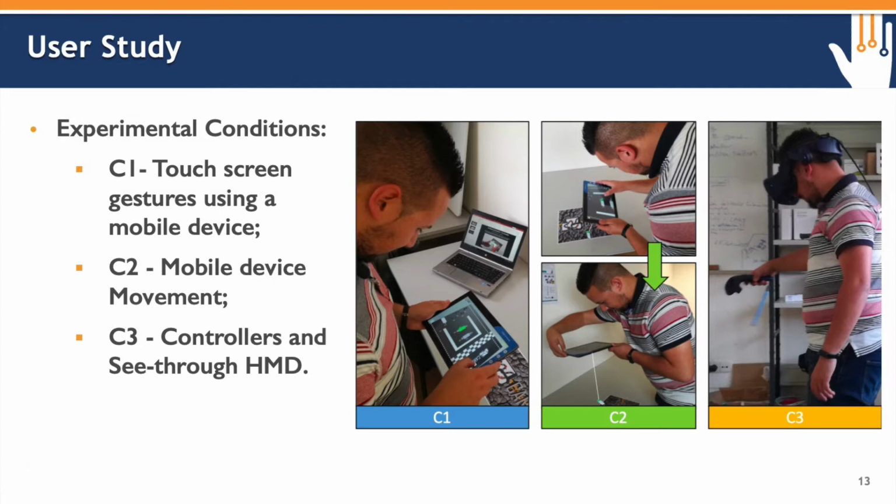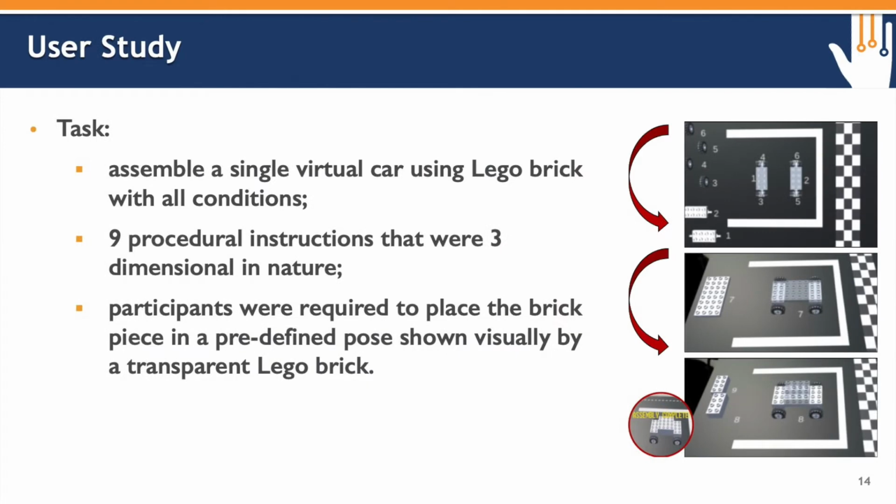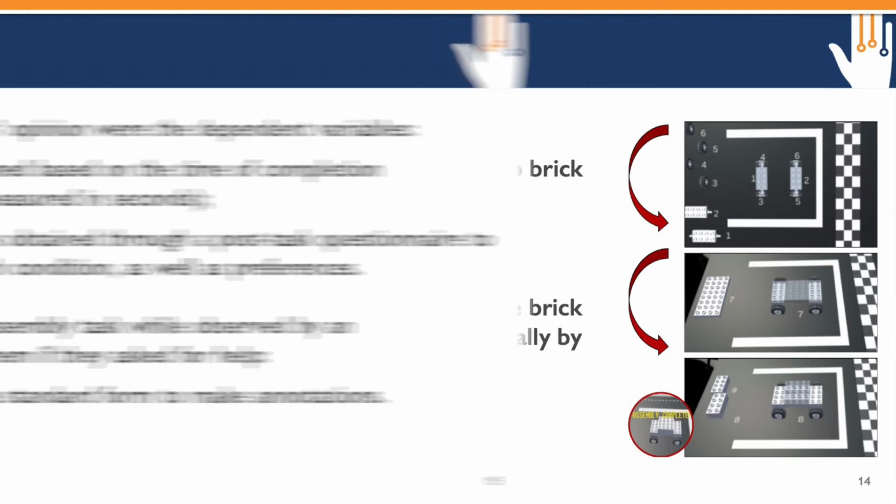The independent variable was the interaction method provided to the users, with 3 levels corresponding to the experimental conditions. C1 – touchscreen gestures using a mobile device, C2 – mobile device movement, and C3 – controllers and head-mounted display. The task focused on assembling a virtual car using Lego bricks in all conditions, with a total of 9 instructions that were 3-dimensional in nature. Participants were required to place the brick pieces in the predefined pose shown visually by a transparent Lego brick.